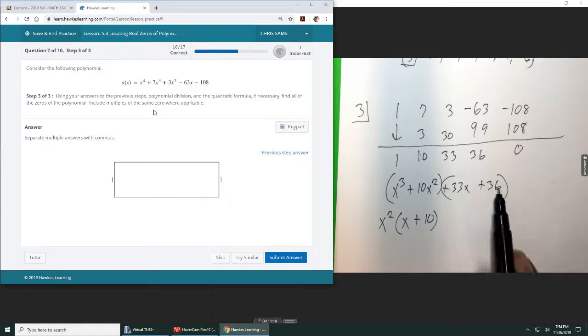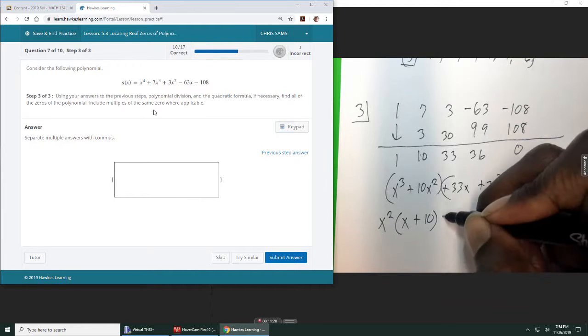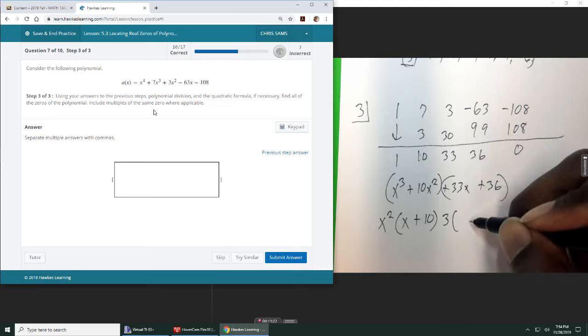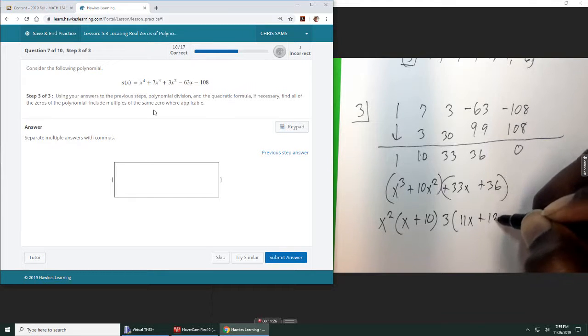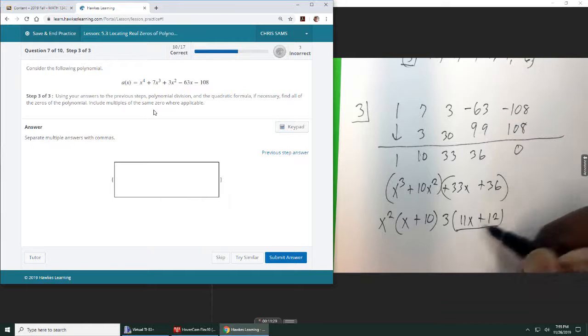Both of these are divisible by 3. So if I pull out a 3, this will leave me with 11x. Divide by 3, that will leave me with a 12. You see how these 2 don't come out the same. Factor by grouping will not work. Sometimes you can rearrange and mix them up, but it doesn't look like it's going to work, so I'm just going to go ahead and continue with synthetic division.